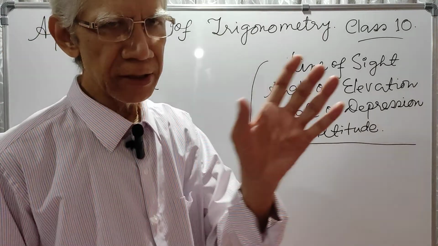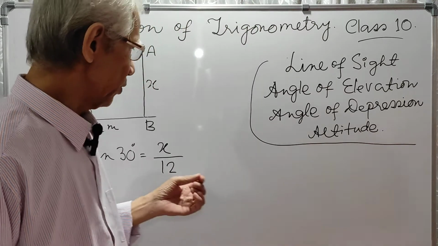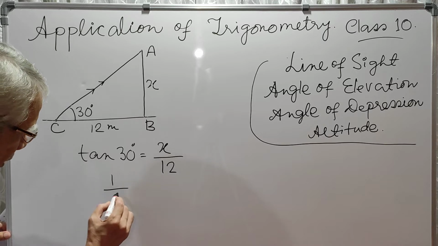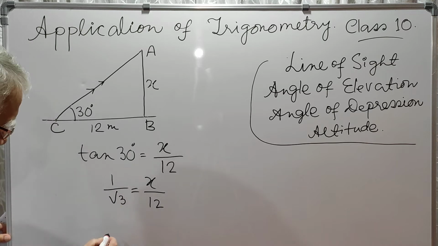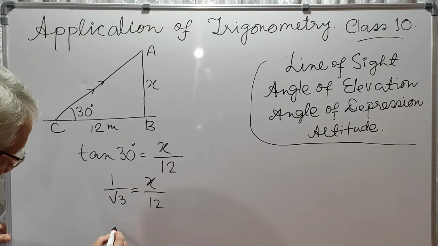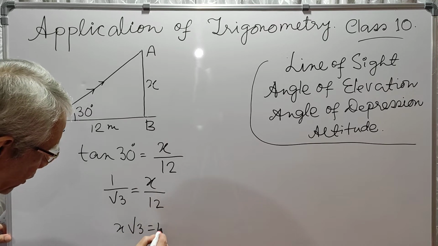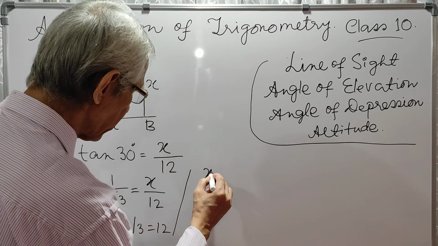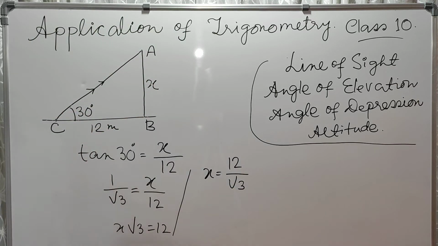These values are given in the trigonometrical ratio table, which you have to memorize. So these values you have to learn by heart. Now tan 30 is what? 1 by root 3. So 1 upon root 3 is equal to x by 12. Now by solving this, what do you get? If you cross multiply, x root 3 equals 12. Therefore, x equals 12 by root 3. So we have got the answer, 12 by root 3.